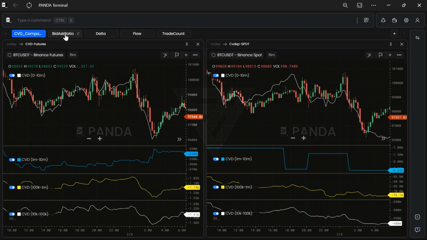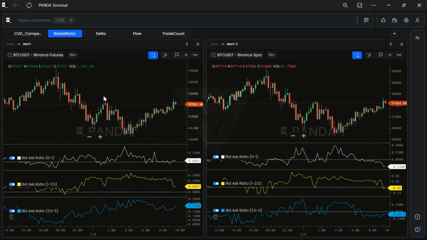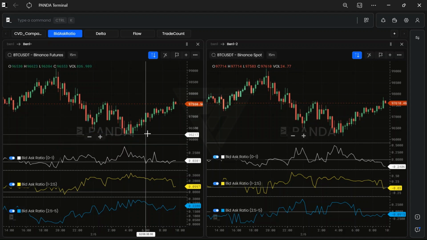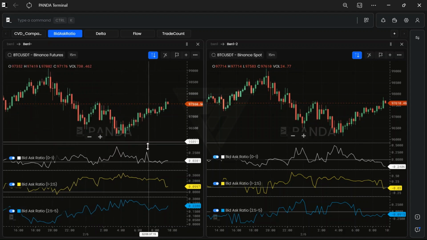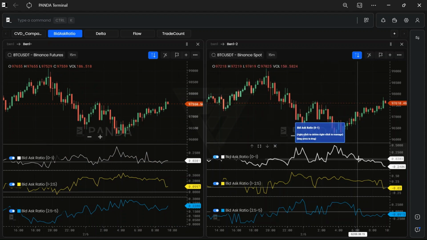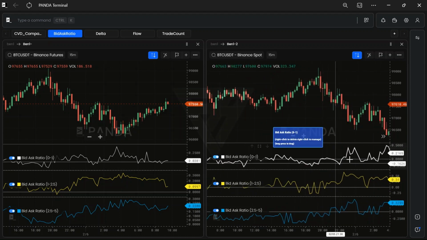Moving next, we have the bid and ask ratio dashboard. Bid and ask ratio measures limit buys minus limit sells in the order book of different price ranges. A positive value shows more demand while a negative value shows more supply. 0 to 1% is for short term, while 1 to 2.5% is for medium term and 2.5 to 5% is for long term view. Also look at its structure. A rising and spiking bid-ask ratio is a bullish sign, while falling and dropping shows bearishness.